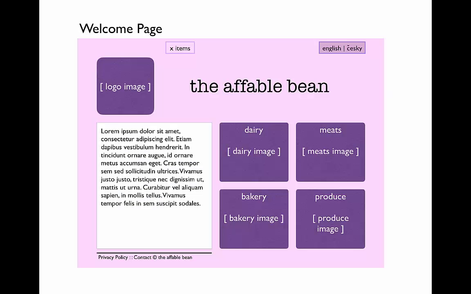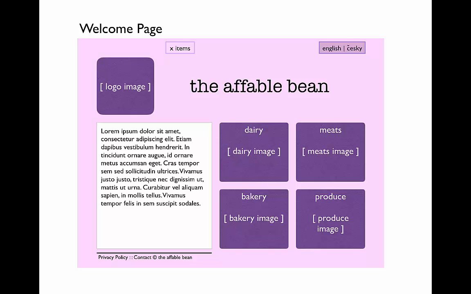Let's look at some mock-ups of some of the pages. First, let's look at the welcome page. You can see that there is a header area that contains a logo, the site name, and a couple of buttons or fields at the top. One field tells you how many items you have in your cart, and there's also a button that lets you toggle between Czech and English.